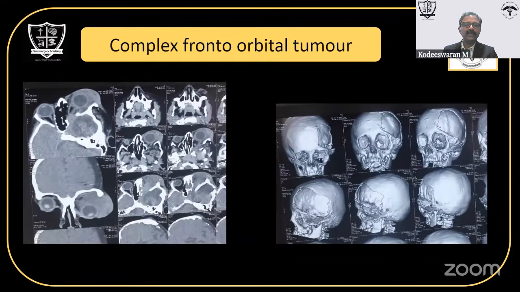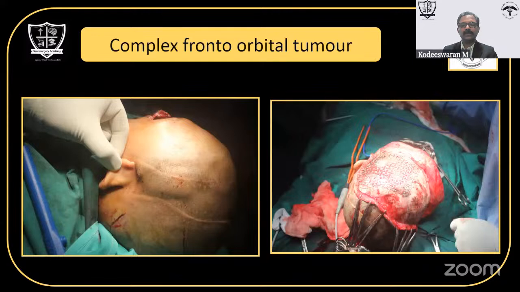This is the mass which was protruding through the orbit and displacing it, almost coming out of the orbital cavity, and she was previously operated through a frontozygomatic approach. The tumor was not removed properly and the recurrence kept happening. This was a child. These were multiple scars due to previous surgeries.